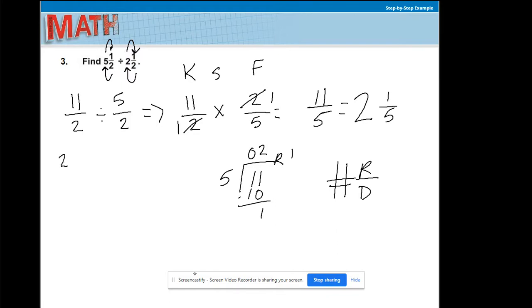You would still get 22 over 10, which then you could divide those both by 2, which again, you're going to get 11 over 5, which then you're still going to get 2 and 1/5. Okay.